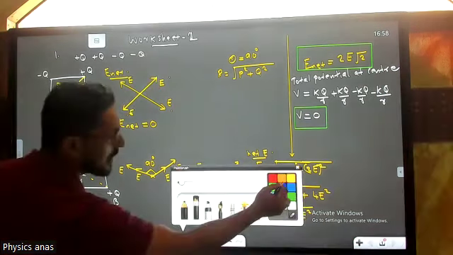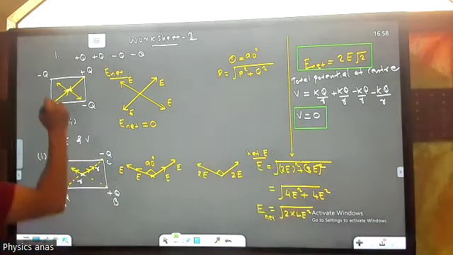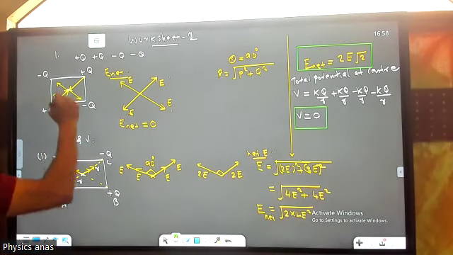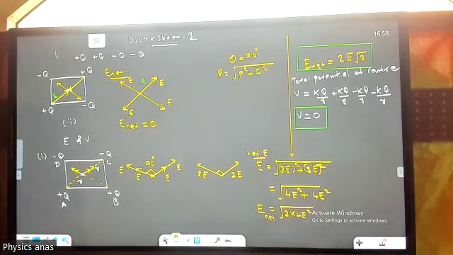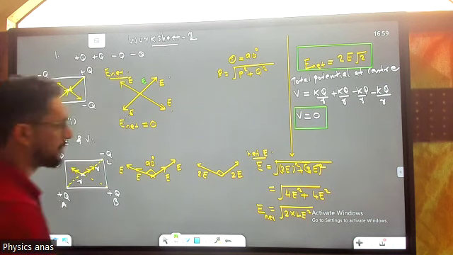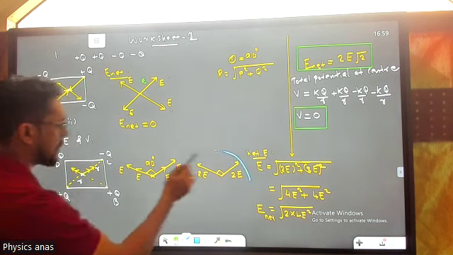I will give the colors. This E is this E. Is that okay? These are vectors. Without changing the angles, you can displace them. Then that will be like this. This E is this E. So the net electric field will be zero.